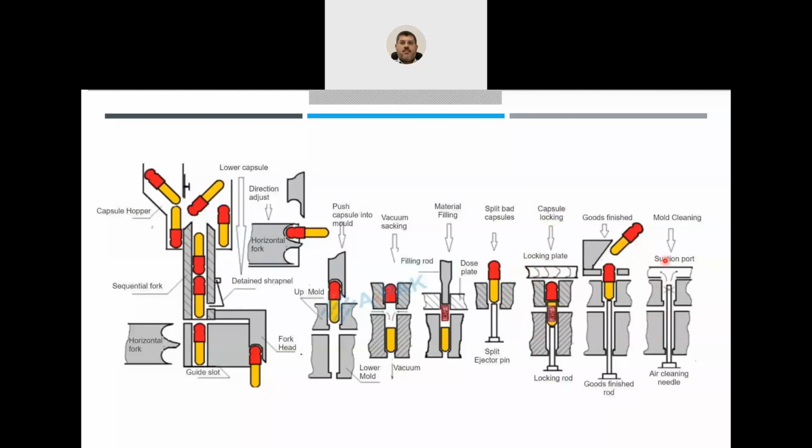After being locked, they are finished and filled, so they will be ejected. And there will be a last part, after ejection of the capsule, which is the cleaning of the mold by vacuum. There is an air cleaning needle here and a suction port, so this will push air, and there will be vacuum here to receive this current of air, and then the mold will be clean again, ready to repeat the same process, in which capsules will go in, be opened, be filled, be locked, and then be ejected. Okay.